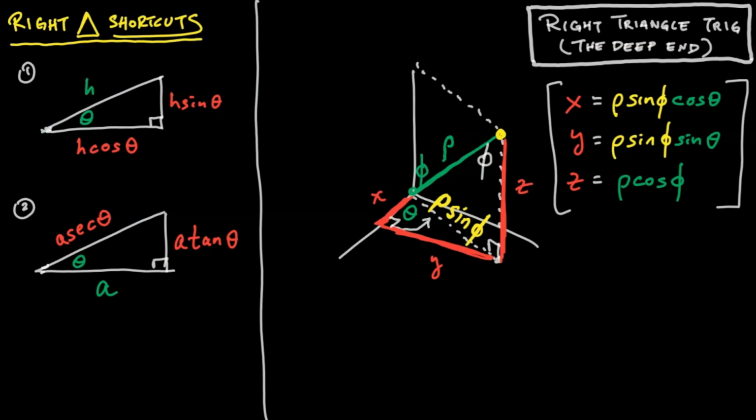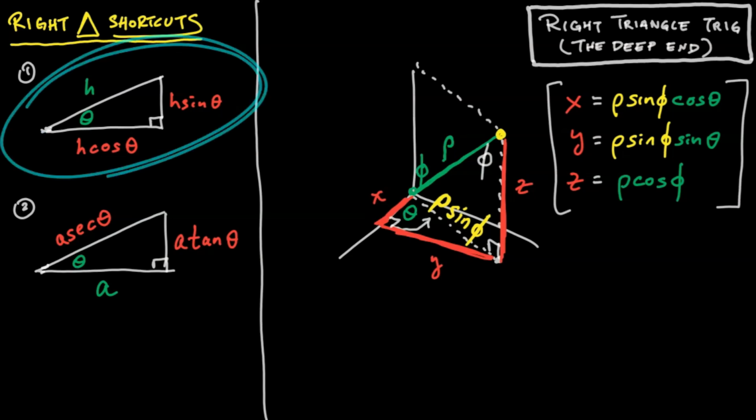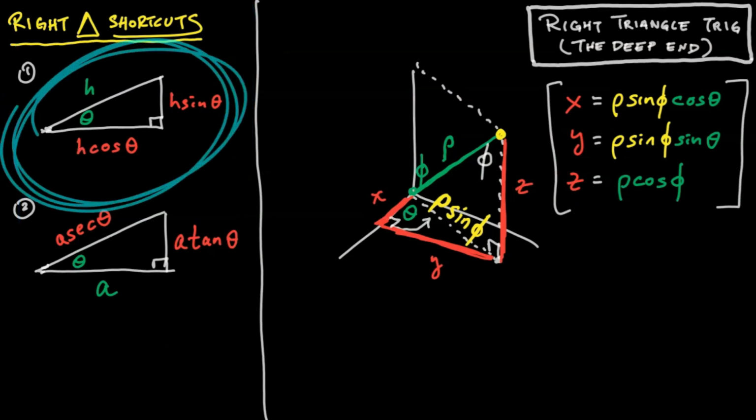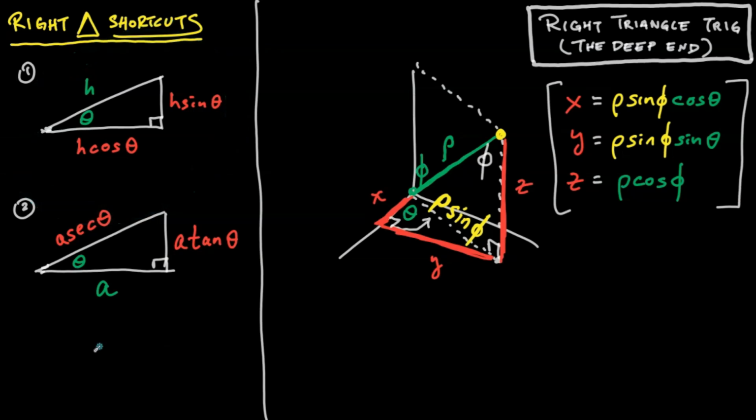Point being, it would be very awkward if you found yourself in a multivariable calculus class and you didn't know this kind of thing. So know these right triangle shortcuts well, especially the first one. That is absolutely essential. This one is a nice bonus that you should know, but if you don't know, no one's going to fault you for it. But your calculus and physics teachers will be very upset if you don't know this one.